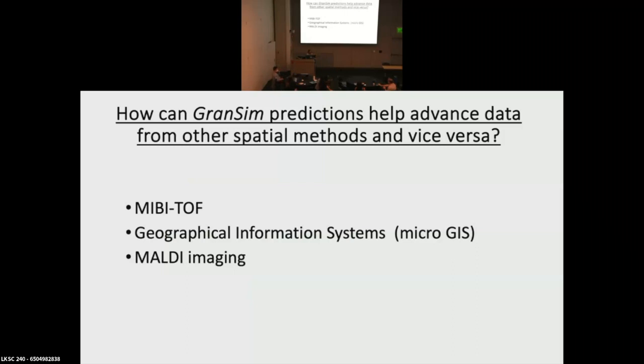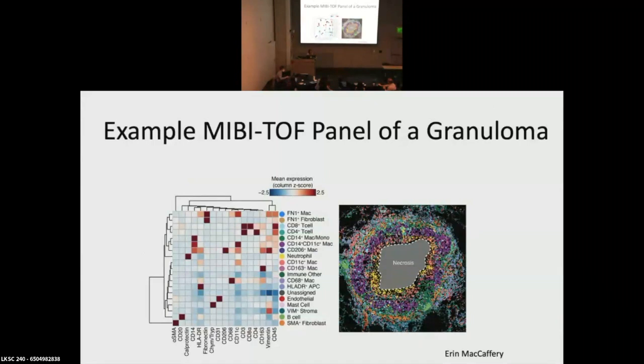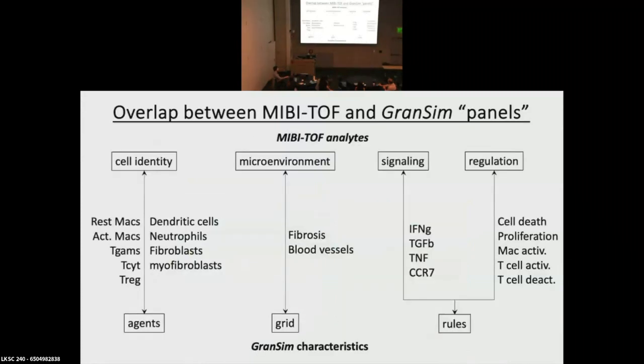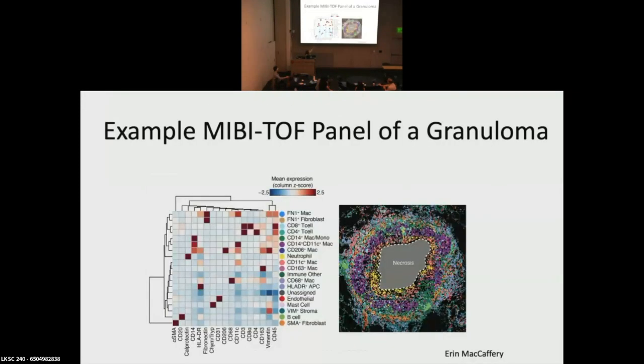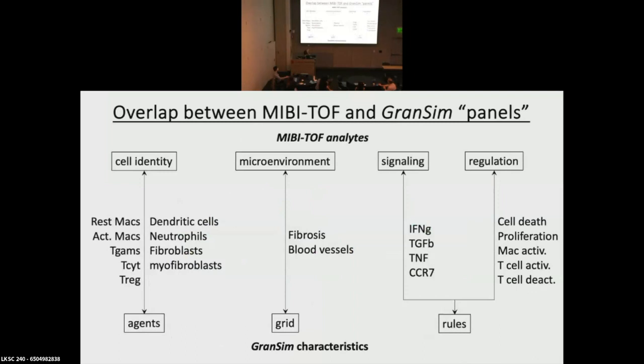So the question is, how can GranSim predictions help advance data from other spatial methods and vice versa? So you saw this panel yesterday. Aaron sent us this, and this is typically the way we get information from the MIBI group. We kind of think of it instead of breaking it up this way by every individual thing, we group them in 4 categories.